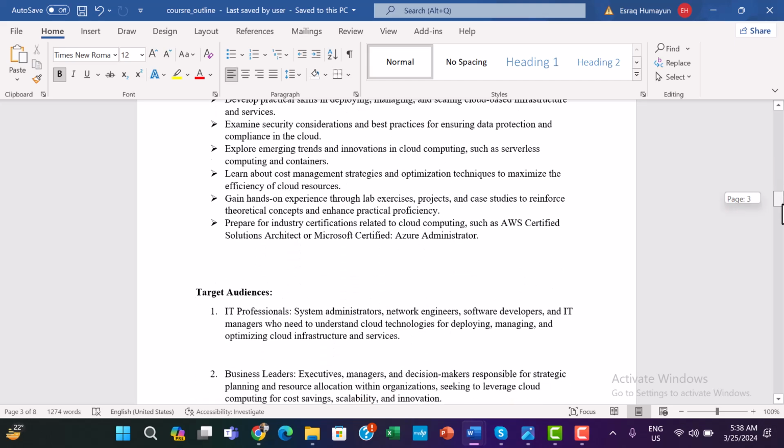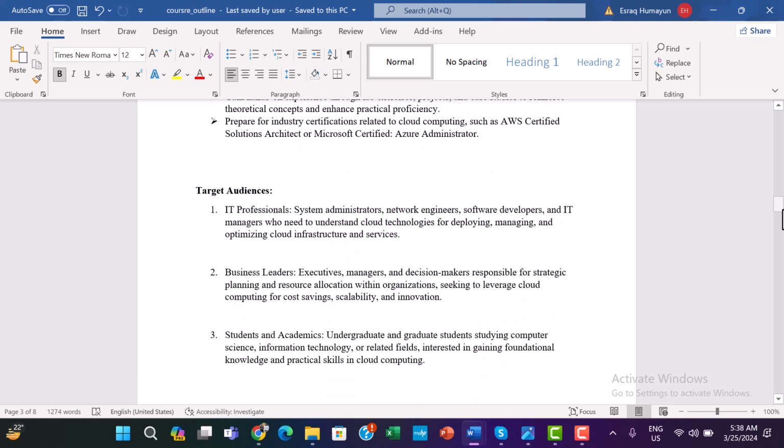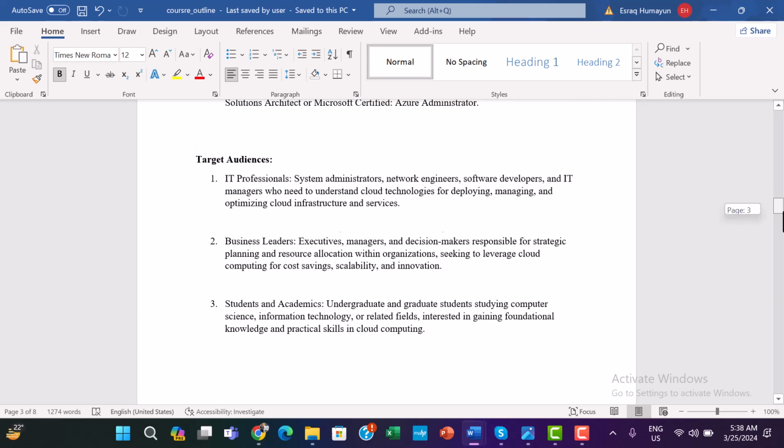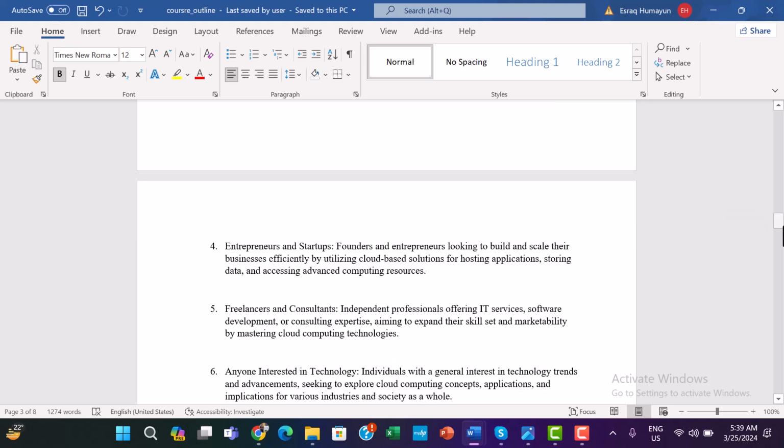Target audiences: IT professionals who are working in software development and system administration, they must know about it. Business leaders, managers, executives, and people of the organization who are responsible for big duties, they must know about it. Students and academics, students who are studying computer science and software engineering, they must know about those things, because without knowing this in the modern era you cannot go ahead. Without cloud computing, now every organization worldwide is using AWS and Google Cloud, etc.